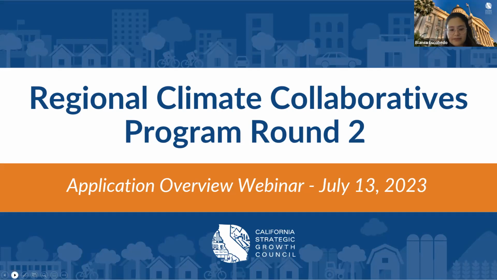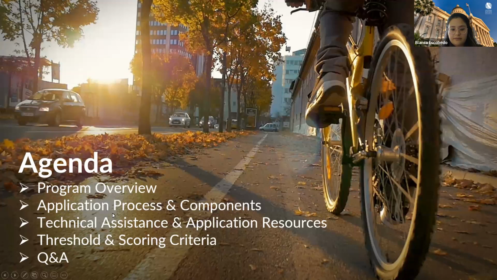Next slide, please. So today our agenda will be to go over the program overview, talk about the application process and its components, the technical assistance and application resources available, and also the threshold and scoring criteria. And we'll have a significant Q&A portion toward the end for you all to ask questions and have a discussion.